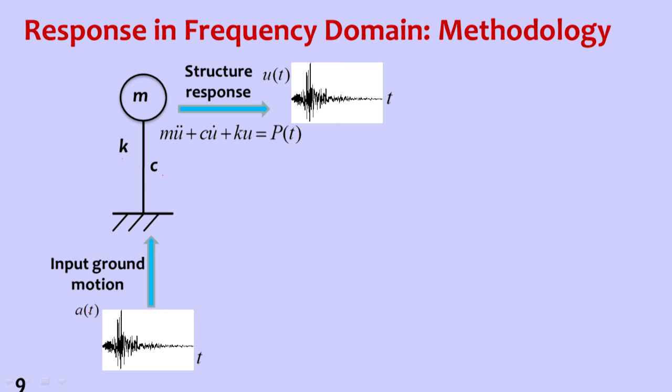So this is an acceleration, which can also be called u double dot g, and this p of t is equal to m into u double dot g. So m u double dot plus c u dot plus k u is equal to p of t. So we have discussed and understood how to get the response. So response is u(t). u(t) is a displacement response, u dot t is a velocity response, and u double dot t is an acceleration response. So we can solve this one and get u(t).